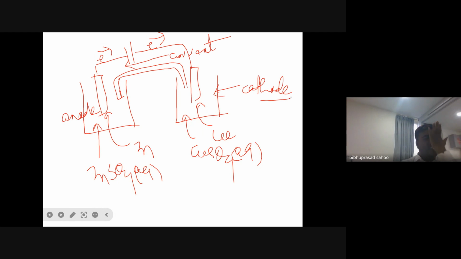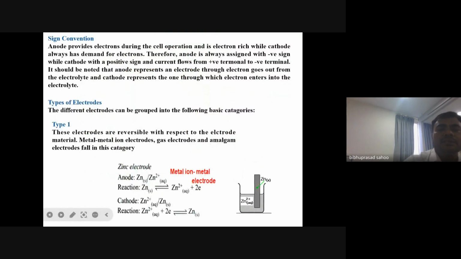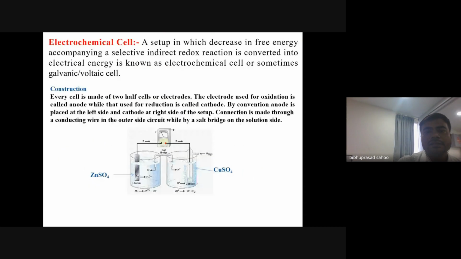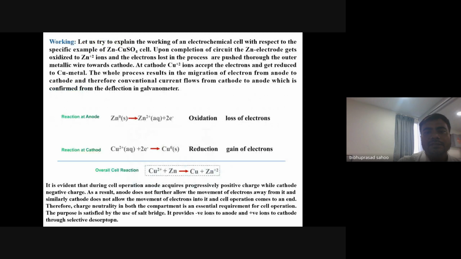Student, are you getting? Now if it is going on, then what is the reaction? What reaction is going on here? See what is the reaction going on?